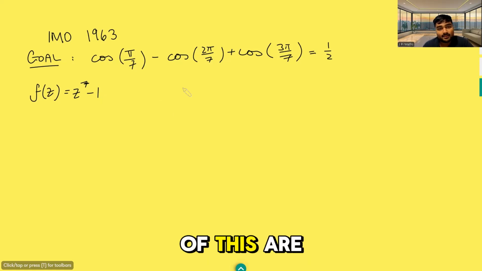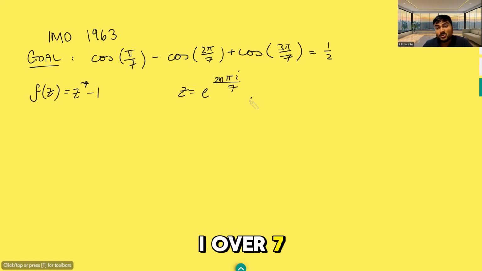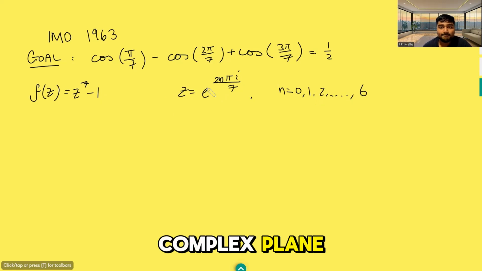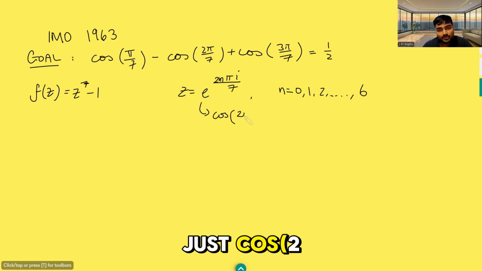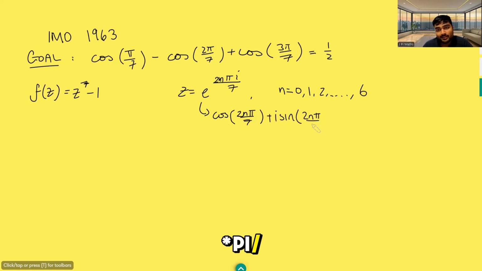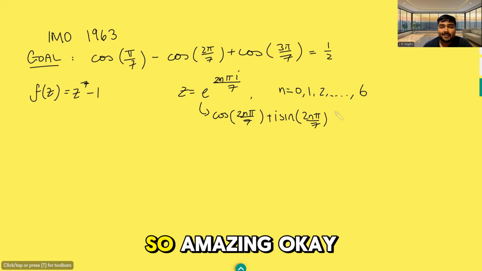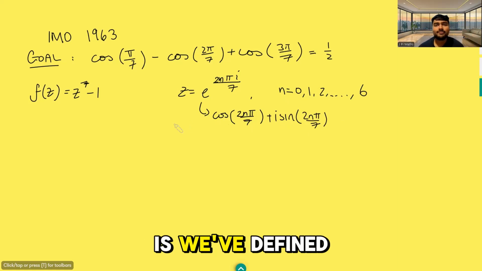So the solutions of this are z equals e to the 2n pi i over 7, where n is any integer from the set 0, 1, 2, all the way up to 6. So it has 7 roots in the complex plane. Well, what are each of these roots? Each of these roots is just cos of 2n pi over 7 plus i sine 2n pi over 7, like so. Amazing. So far all we've done is define a function f and say what its roots are. Where can we go from here?